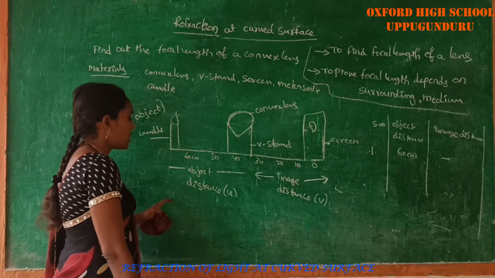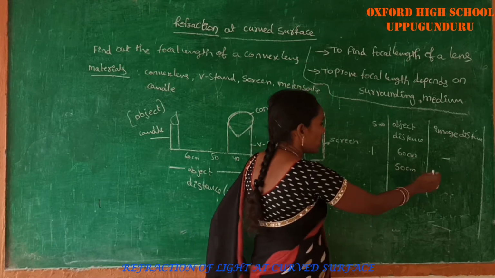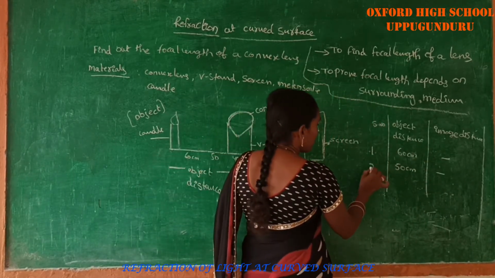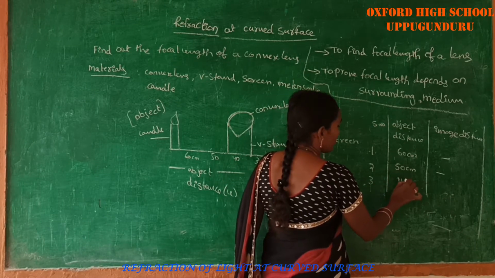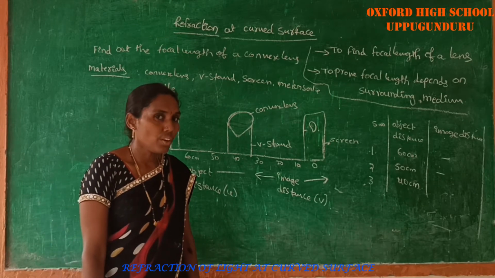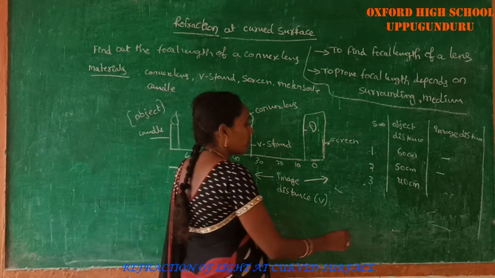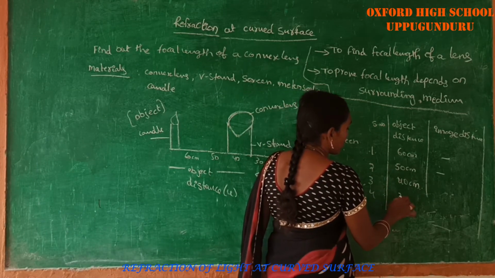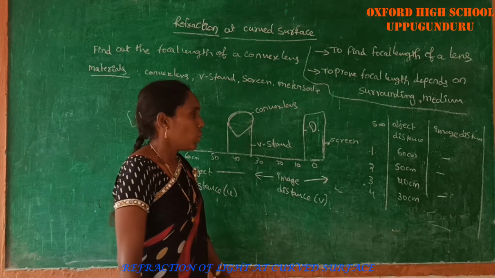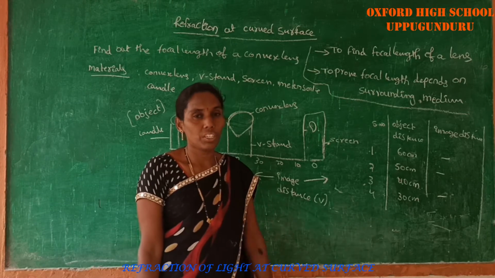If an object is placed at a distance of 50 centimeters, where will the image be found? Find out the image distance. If an object is placed at a distance of 40 centimeters, then also find out the image distance. And next, if an object is placed at a distance of 30 centimeters, also find out the image distance. In all these cases, we can observe the image distance and object distance.